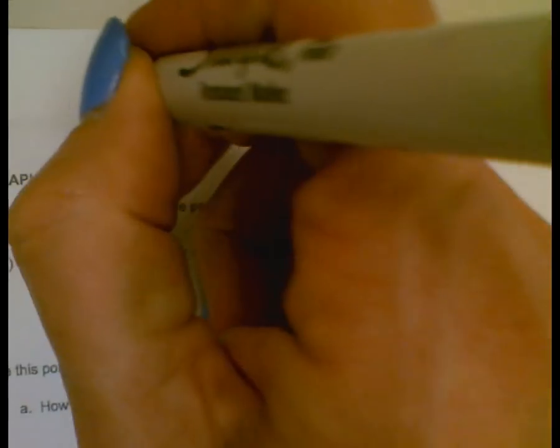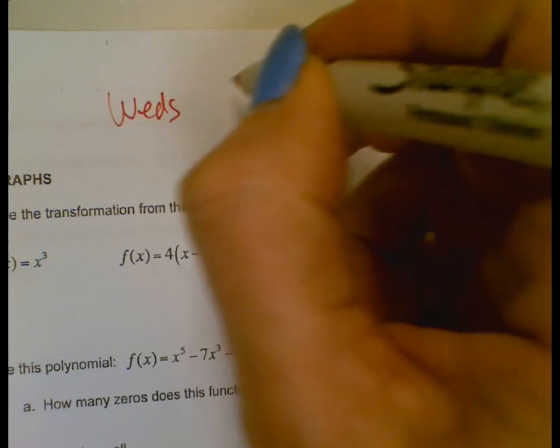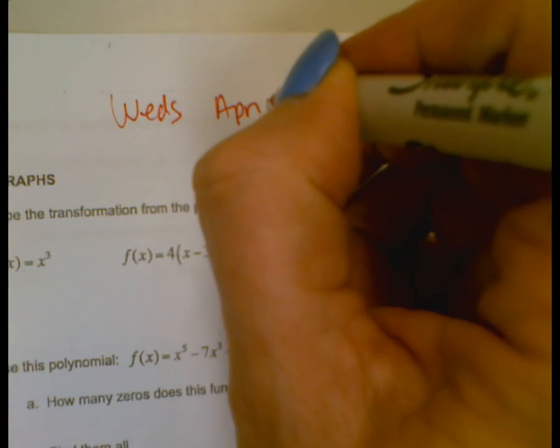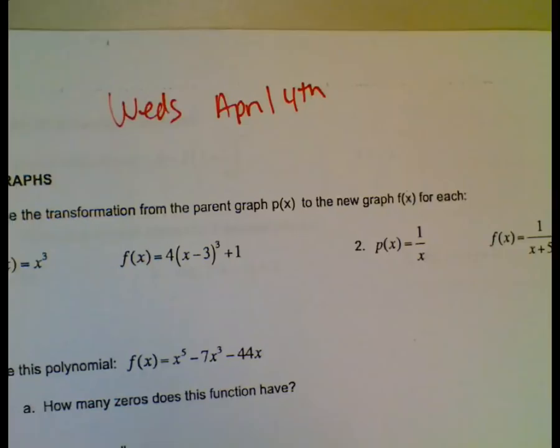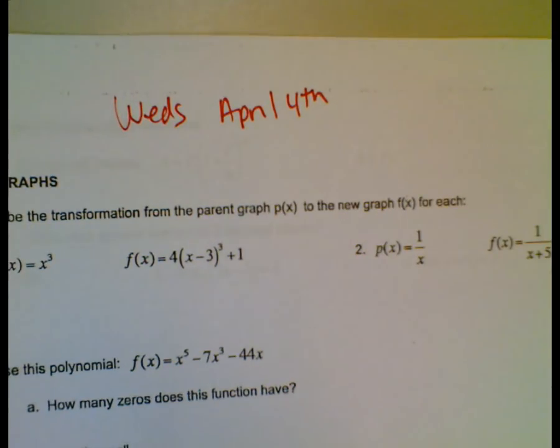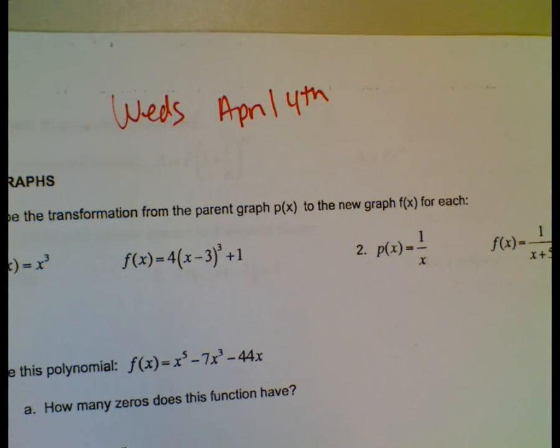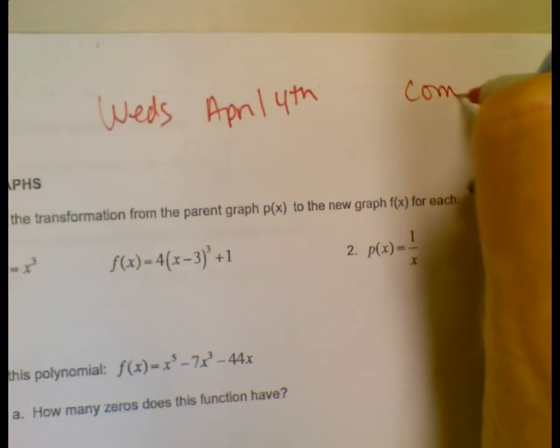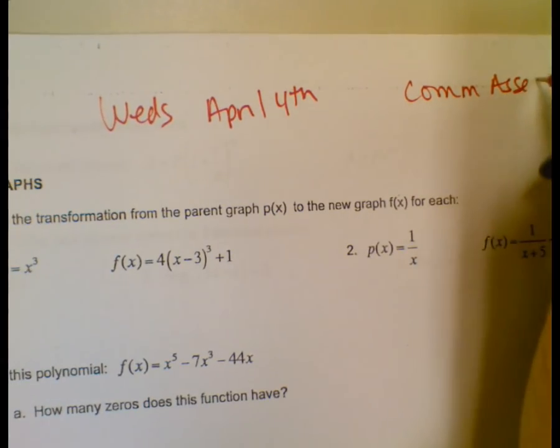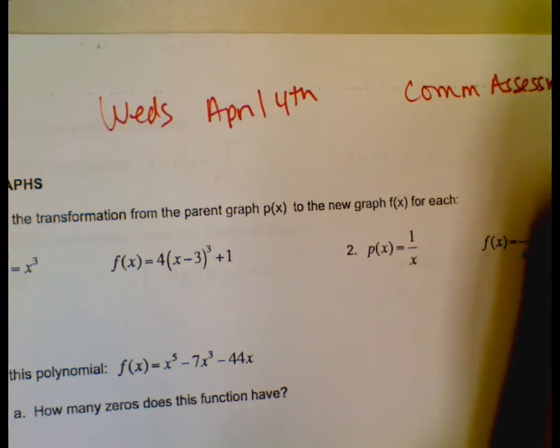Okay, this is Wednesday, April 4th. We're going to do a review the next 3 days of everything that's going to be on your common assessment. The common assessment is like your end of the year exam, but it's 6 weeks early.